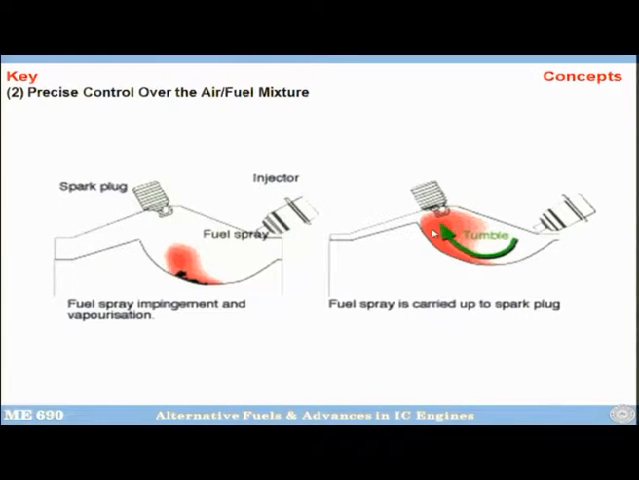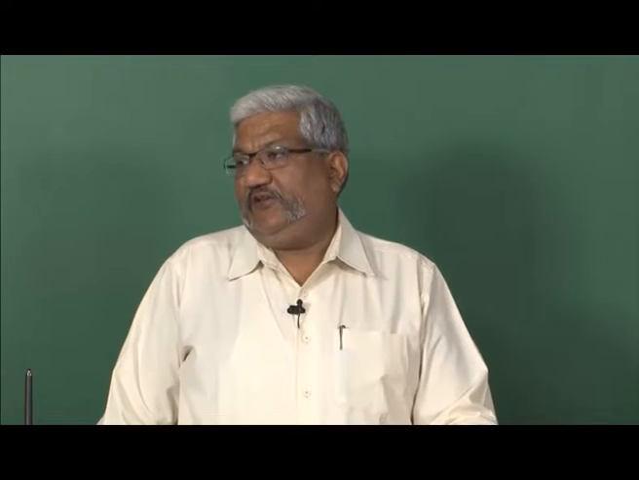And you can see this is a very beautiful way of controlling, actually indirectly, the fuel air mixture strength in a GDI engine. This is not possible in case of MPFI engine. Okay.